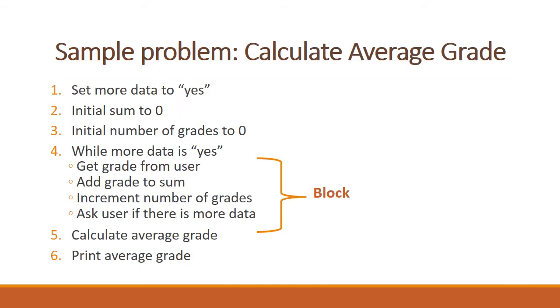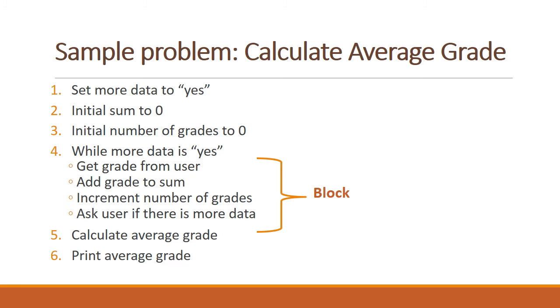We're going to modify our calculate an average grade example by, instead of asking the user up front how many grades would you like to process, we're just going to continue to ask the user if there's more grades to enter, and we're going to continue getting grades, adding them to the sum until the user has no more data to enter. So we're going to set more data to yes. We're going to initialize our grade sum to 0. We're going to initialize the number of grades to 0. And while more data is equal to yes, we're going to get a grade from the user.